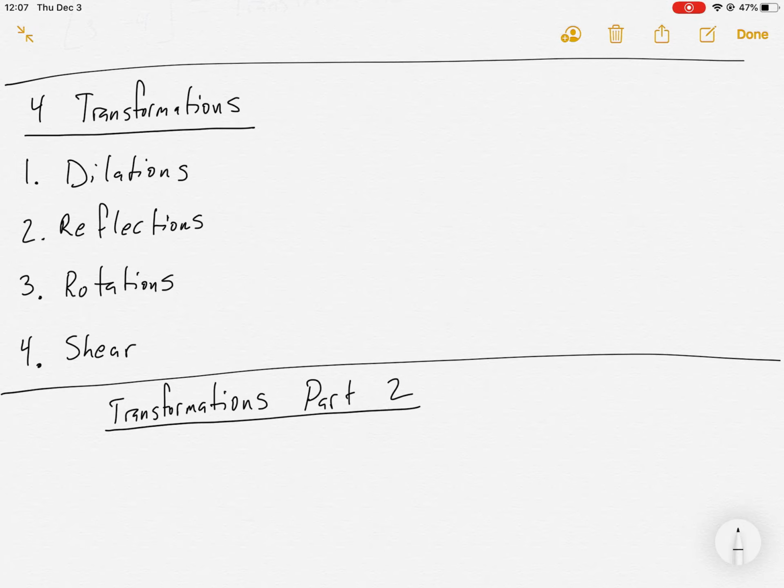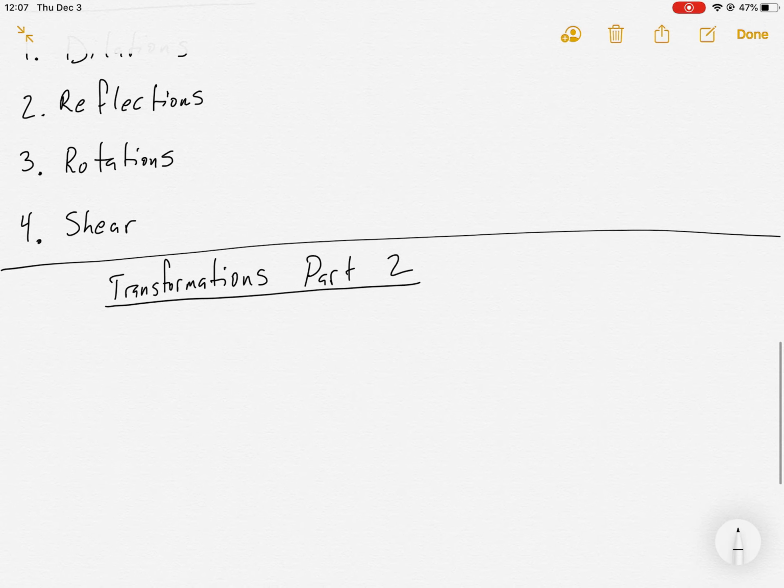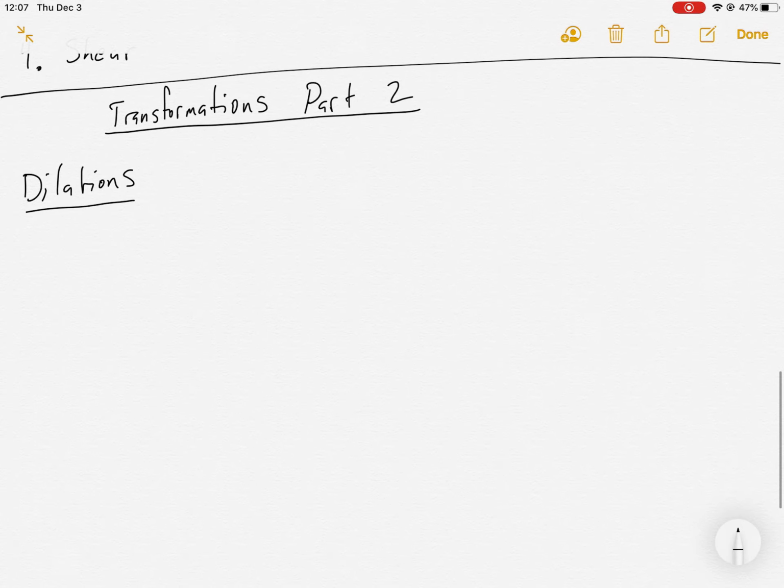In the last video, I mentioned that we would be looking at 4 different transformations, and that's what we're going to be doing here. So the first one we're going to look at is dilations. And we're actually going to look at basically 3 different dilations, which I'll come back to. So first of all, let's just use my initial example in the previous video, so the point (3, 2).